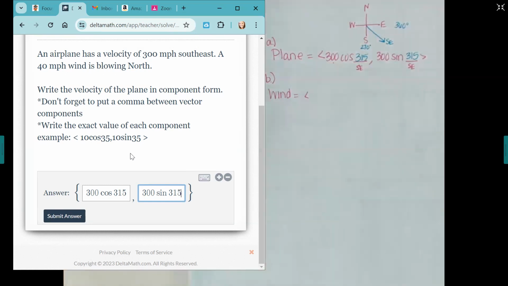Okay, for the wind, you're on the second question, which is 4B. Okay, how fast is the wind blowing?